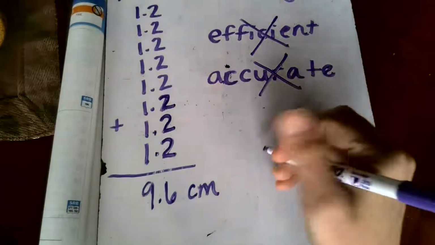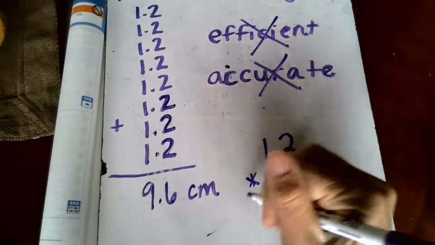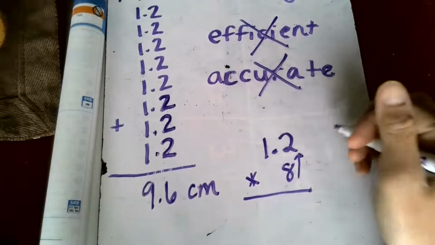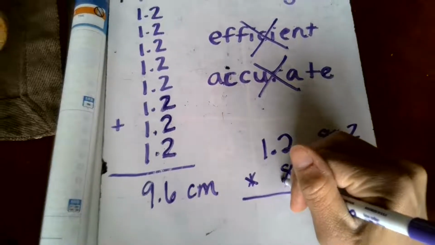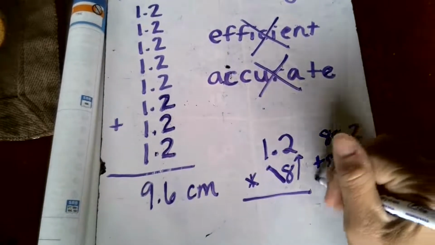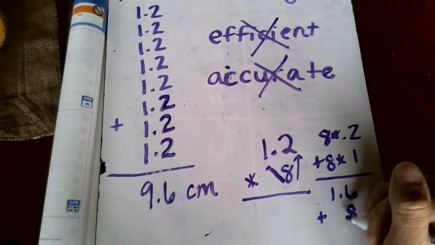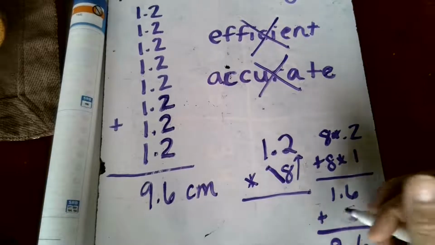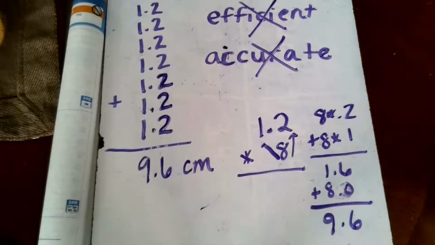Some of you might have looked at it like you were doing 1.2 times 8, and maybe you multiplied the 8 times 0.2 first, and then you added that to 8 times 1. And if you did that, you would get 1.6 plus 8, and you would still get the same answer as 9.6. I'm going to move the 8 over here. You would still get the same answer, just using a different strategy.